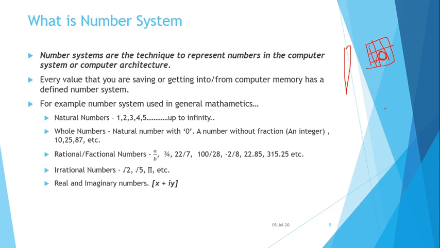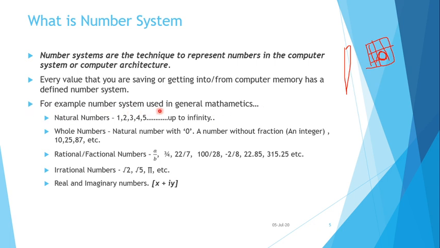Somewhere we have gut number, somewhere we have plot number, somewhere we have flat number, somewhere we have wing number. So different numbering systems are used to identify the address of that location. The same is the case for computer system or computer architecture, and all those different number systems we are going to study.